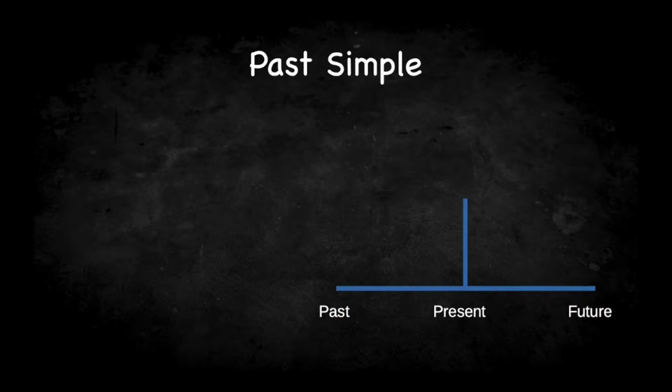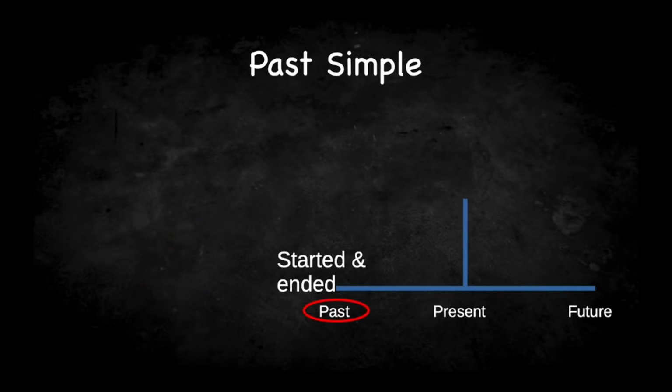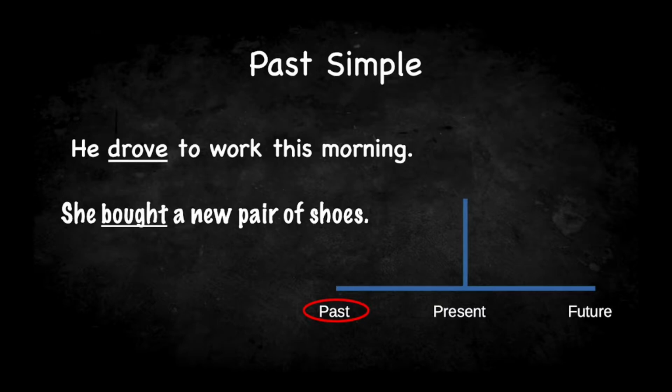We use the past simple tense when talking about actions or states of being that started and ended in the past. For example, he drove to work this morning. She bought a new pair of shoes. Both these sentences tell us about actions that happened sometime in the past and ended sometime in the past.